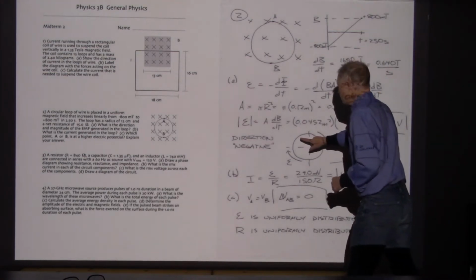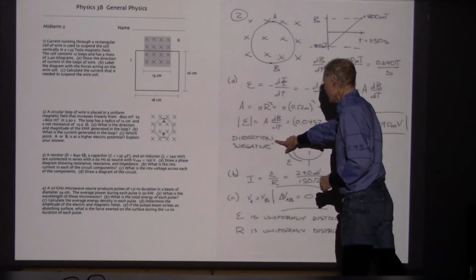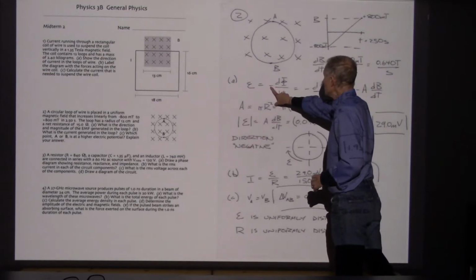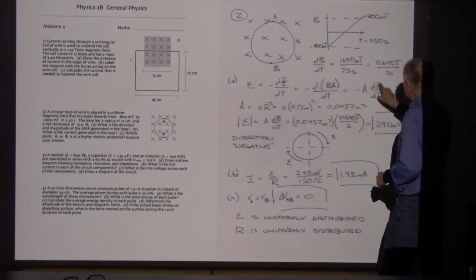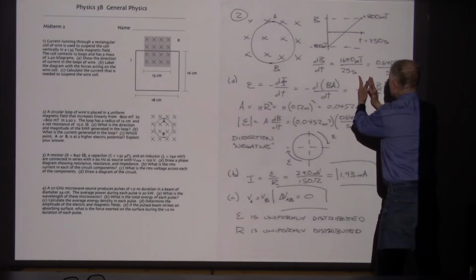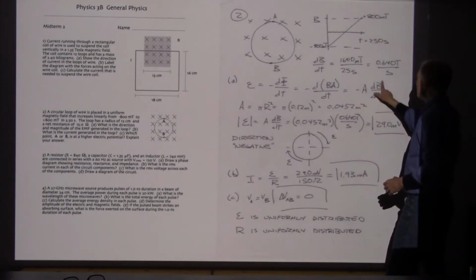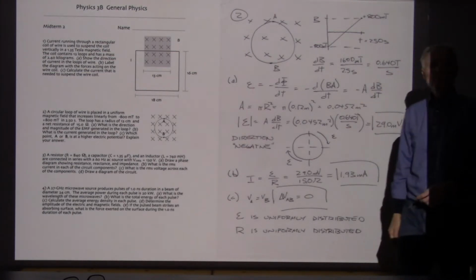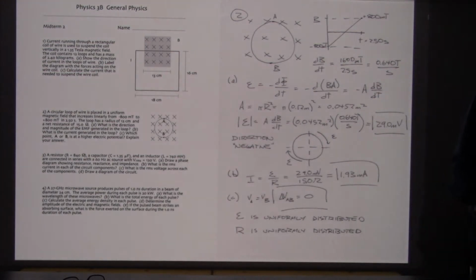So now the direction that we're going to have for this is going to be in the negative direction. There's a minus sign here. dB/dt is a positive number. The area is a positive number. So the EMF overall is going to be in what we are going to call the negative direction. Now, how is the negative direction defined?